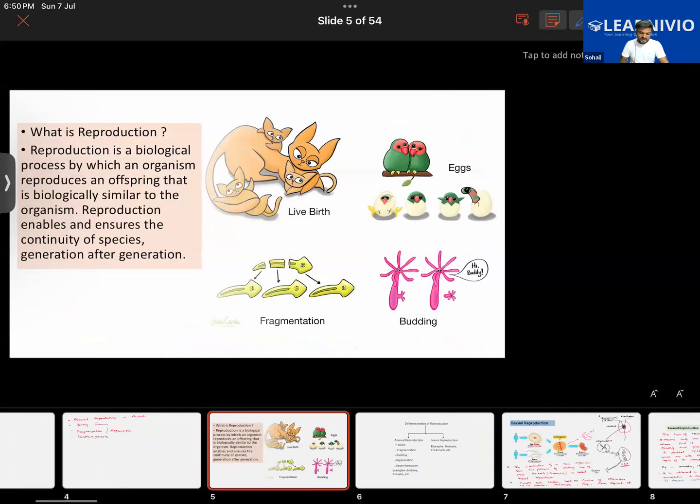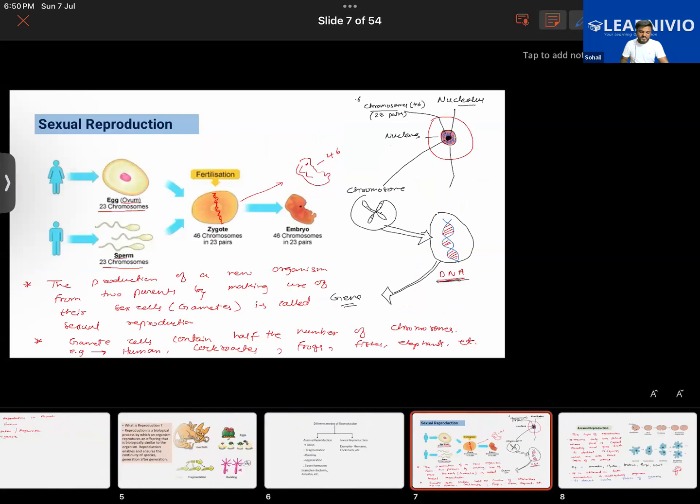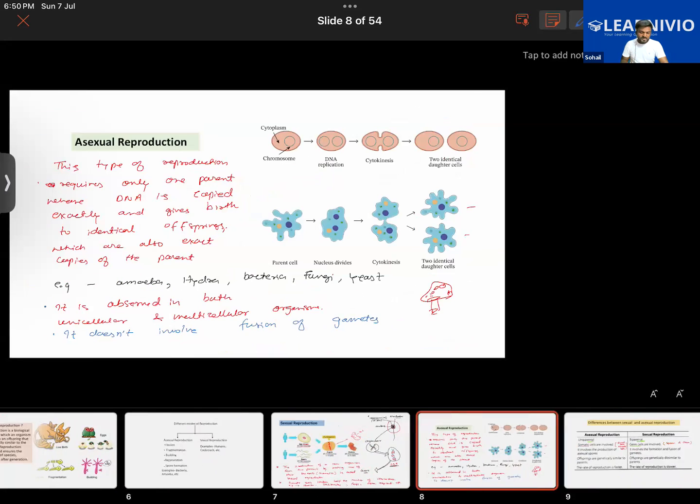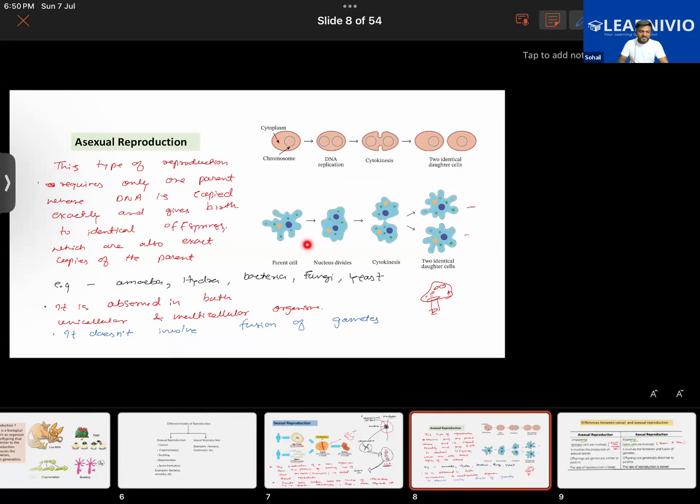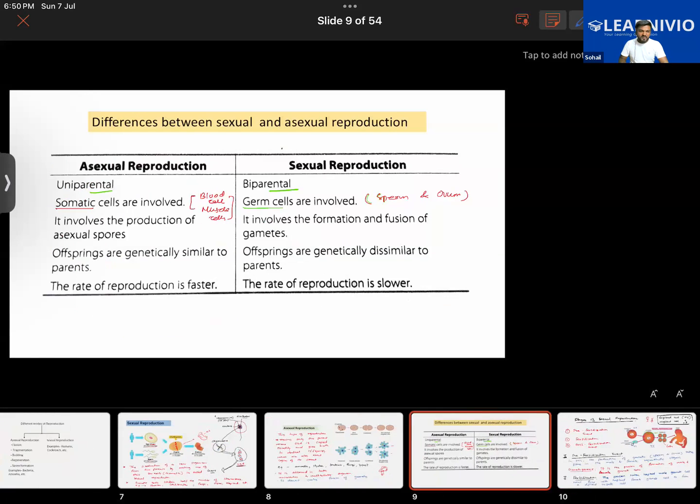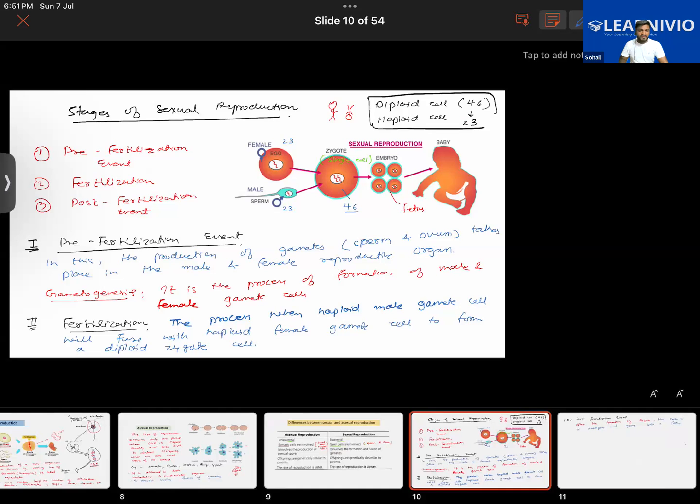But in some cases, like planaria, which reproduces by fragmenting, the new individual will be just similar to its parent. In humans, that is not the case. Furthermore, we learned about asexual reproduction with the example of amoeba, where the amoeba simply splits into two new daughter cells. Those daughter cells are identical to each other, and also identical to their parent. So we had a brief discussion about that. We learned about the differences between the two types of reproduction, and about the stages of sexual reproduction.